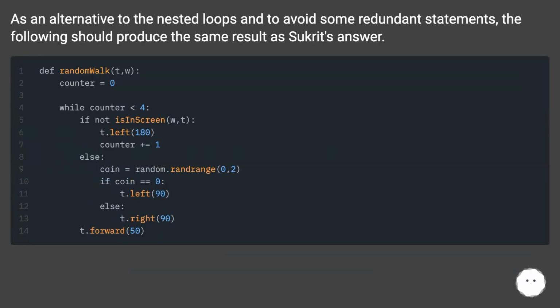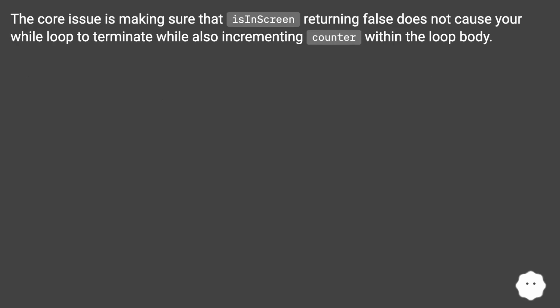As an alternative to the nested loops and to avoid some redundant statements, the following should produce the same result as Sukrit's answer. The core issue is making sure that is_in_screen returning false does not cause your while loop to terminate while also incrementing counter within the loop body.